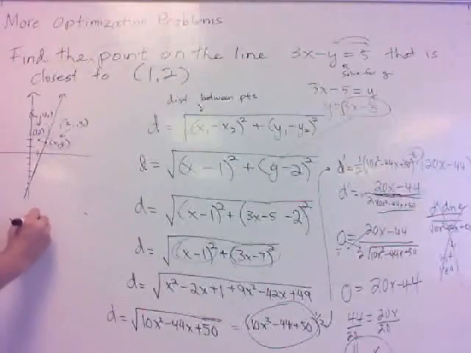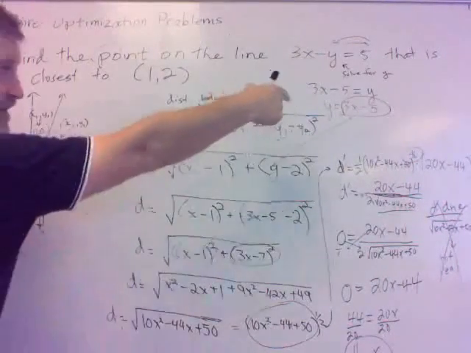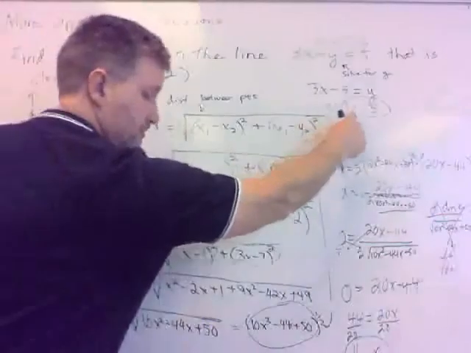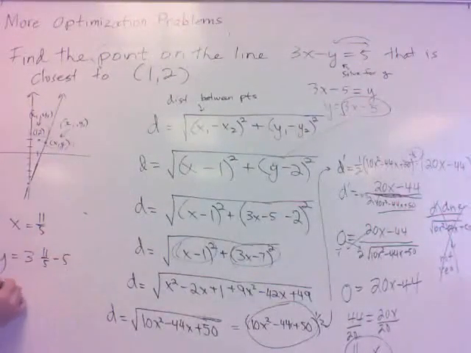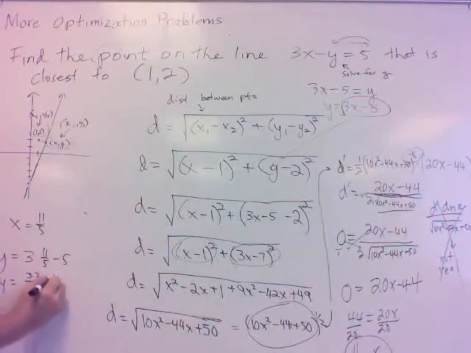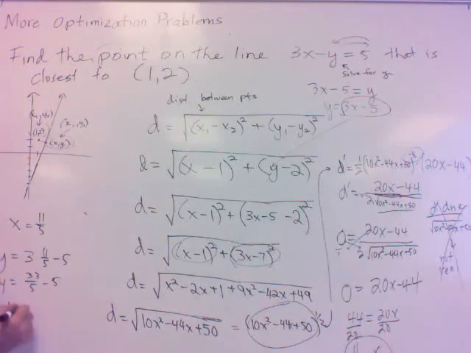So the x is 11/5. The y value would be 3x minus 5, right here. So it would be 3 times 11/5 minus 5. Well, that's 33/5 minus 5. Let's see, 5 is 25/5, so that's 8/5. So it's (11/5, 8/5). And 11/5 is 2 and 1/5, so yeah, that seems to be right there.